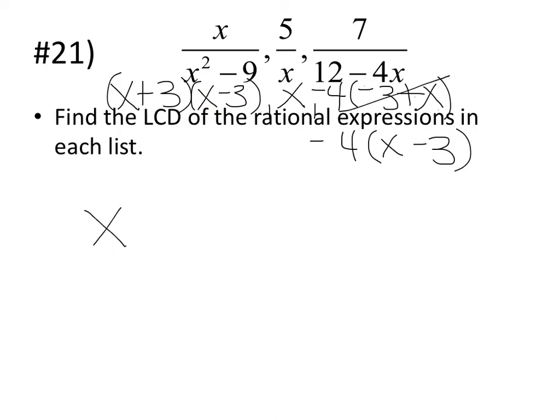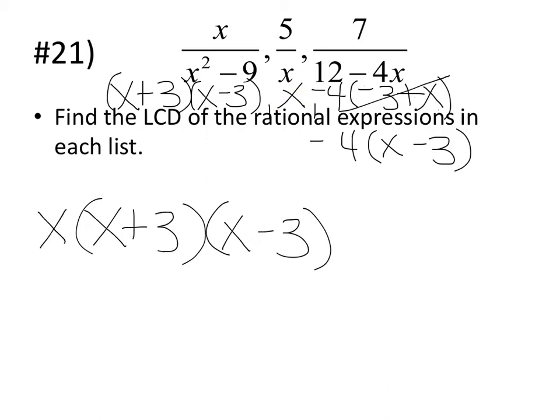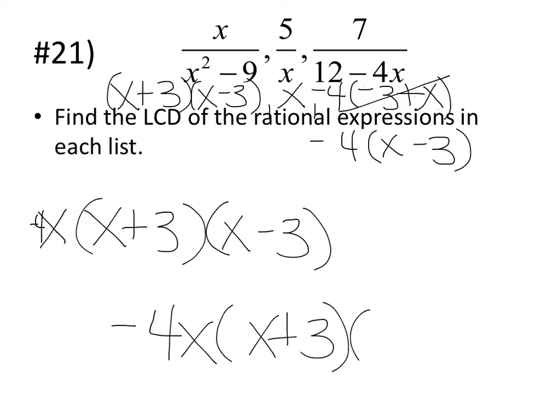So I need an x plus 3 for here. I need an x minus 3 for here. I need an x. I'm going to write it out front though. And then I need a negative 4. Let's rewrite this. And then I also need an x minus 3, but I already have an x minus 3. So let's rewrite this. Negative 4x times x plus 3 times x minus 3. And that would be your LCD.